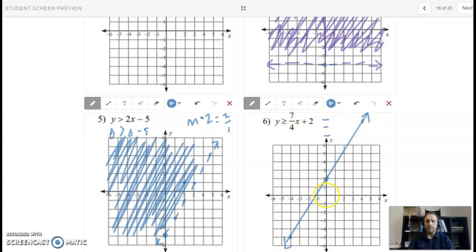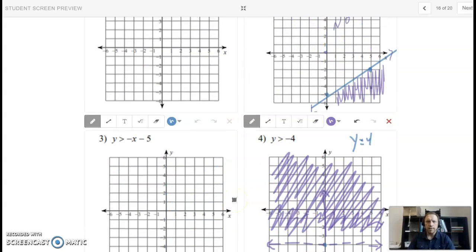All right, I always like to test 0, 0. If I plug 0 in, I get 0. Is that greater than 7 fourths times 0, which is 0? This is why I use 0 plus 2. Is 0 greater than or equal to 2? Nope. So we don't shade on that side. We're going to shade on the other side. All right? And that is graphing our inequalities.